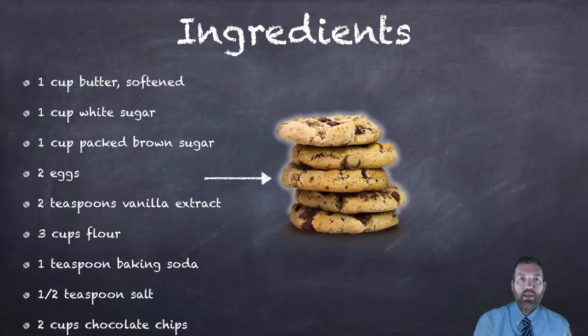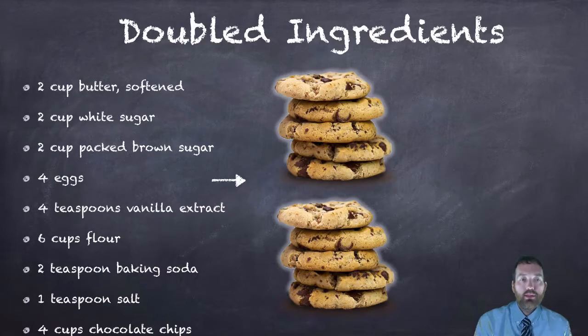Okay, so I have no idea how to bake cookies, but if I followed an instruction list like this, I would make a batch of cookies. Let's pretend this list of ingredients made 5 cookies. But if I wanted to make 10 cookies to share with you, I would have to double the ingredients. If I doubled every single one of these ingredients, I would get double the amount of products. Same thing happens in chemistry.